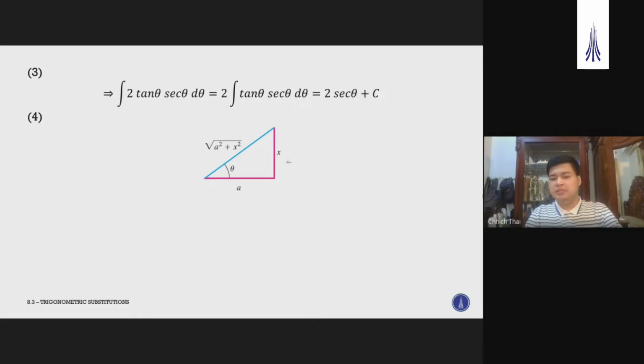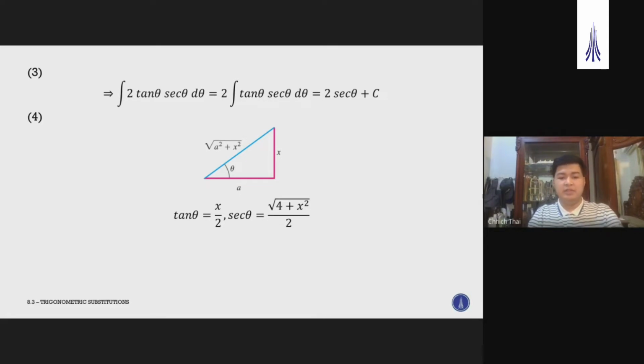For this triangle, tangent is just equal to the opposite side over the adjacent side, so it's equal to x over 2. And secant theta is equal to the hypotenuse over the adjacent side, so it's equal to square root of 4 plus x squared over 2.